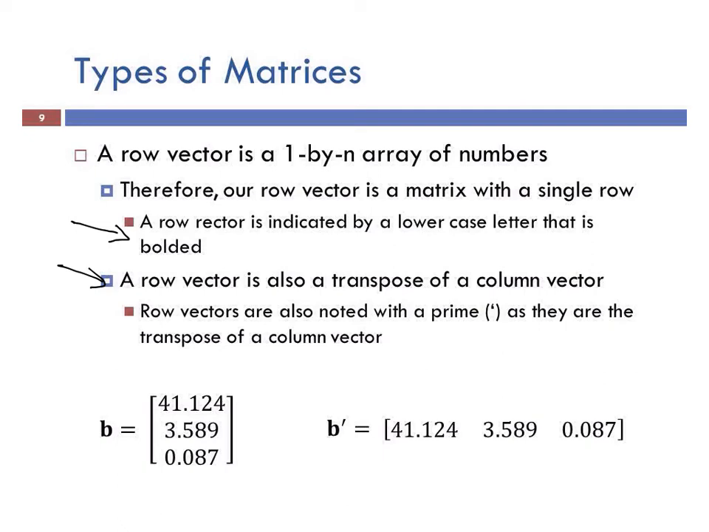Row vectors are also noted with the prime, as they are that transpose. So before, when I showed you the column vector for our b-vector, if I wanted to take the transpose of our b-vector, all I would do is take the 41.124 and put it as the first element, 3.589 is now the 1 by 2 element, and the 0.087 is the 1 by 3.